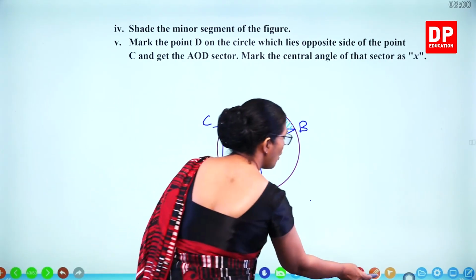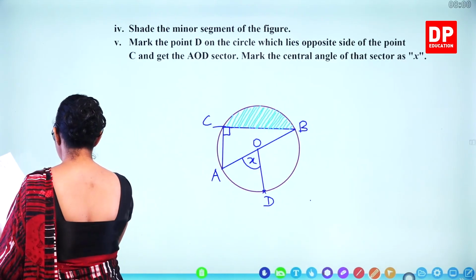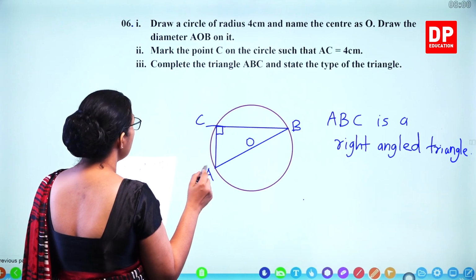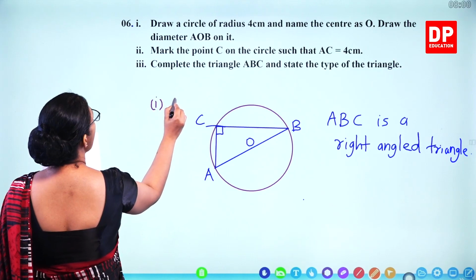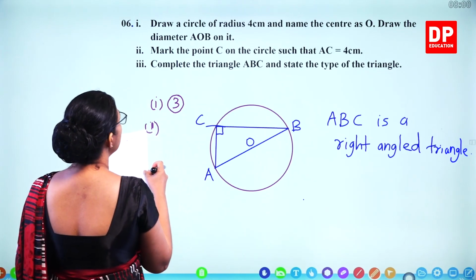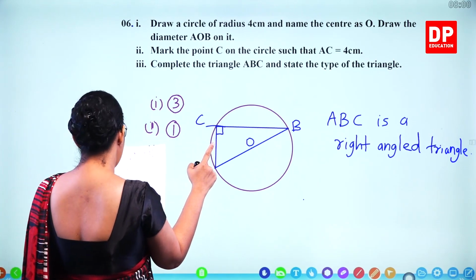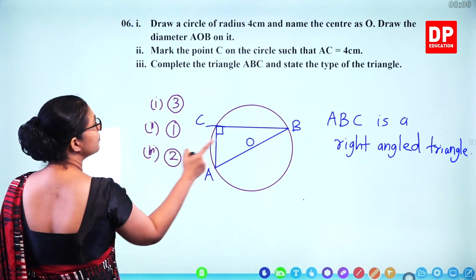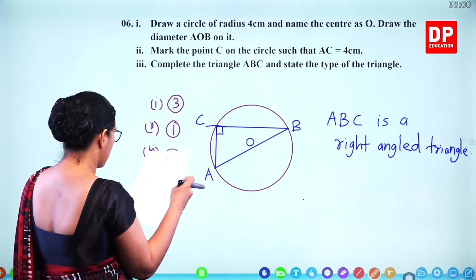So how many marks for all these steps? Let's start from the beginning. You are getting 3 marks for drawing the AOB diameter and the circle. That's the first part, 3 marks. Second one, marking the point C, 1 mark. Complete the triangle ABC and state the type of triangle, 2 marks. 1 mark for that and 1 mark for connecting the sides.